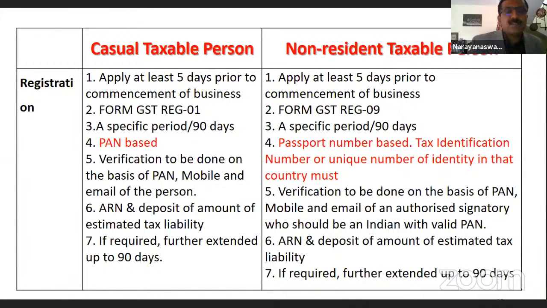In an identical situation, a foreigner may like to come to India for a short period and he wants to sell some products and do some business. Then he's called a non-resident taxable person and he has to follow a similar procedure. In case of a casual taxable person, it is PAN based. You should have the PAN, and through the PAN only we do the verification. Whereas in the case of an NTP, that's non-resident taxable person, it is their passport number or the tax identification number of their country or their unique national ID, things like that. So these two persons have to follow a certain set of procedures that I have not brought out here.